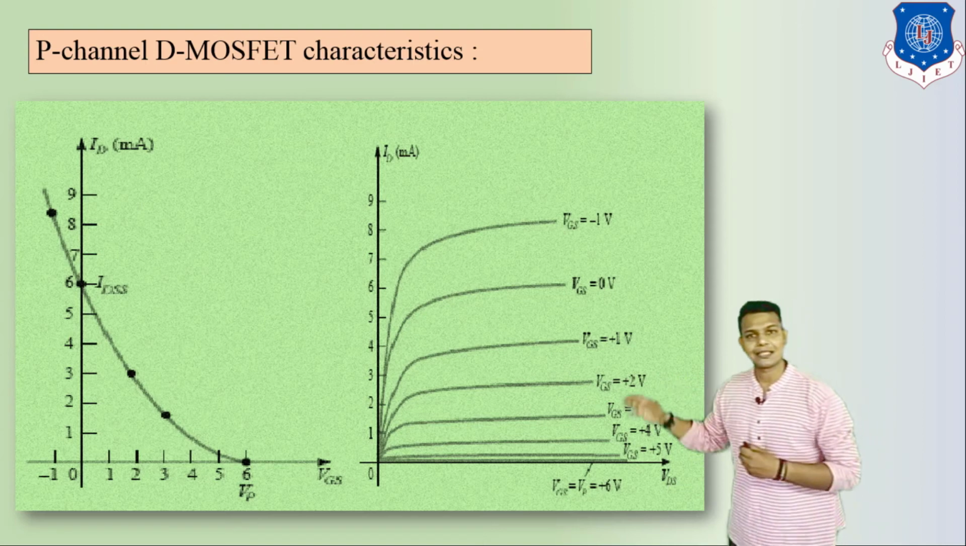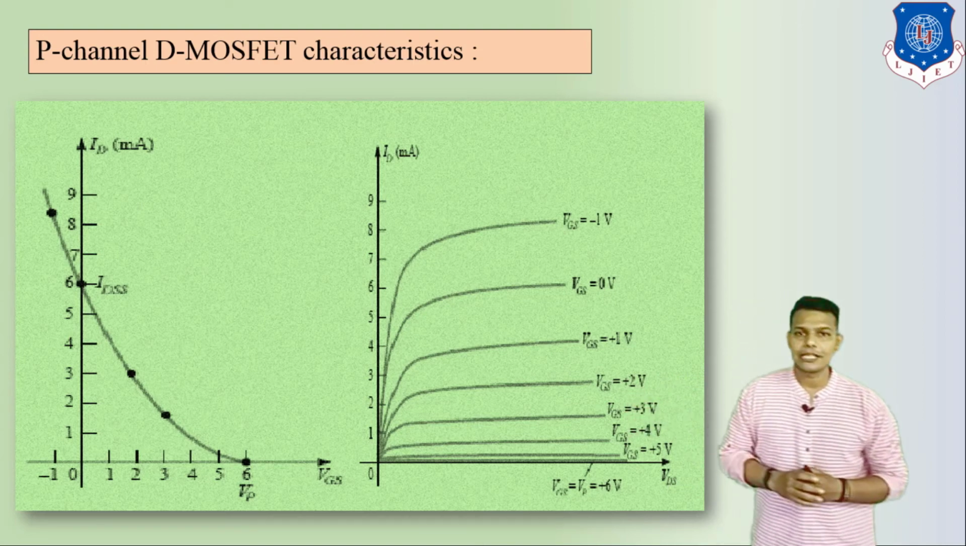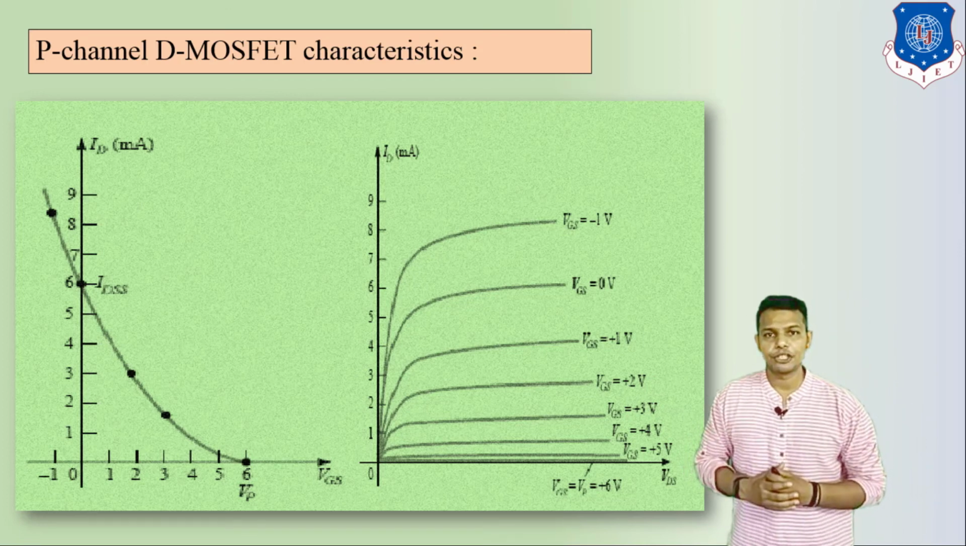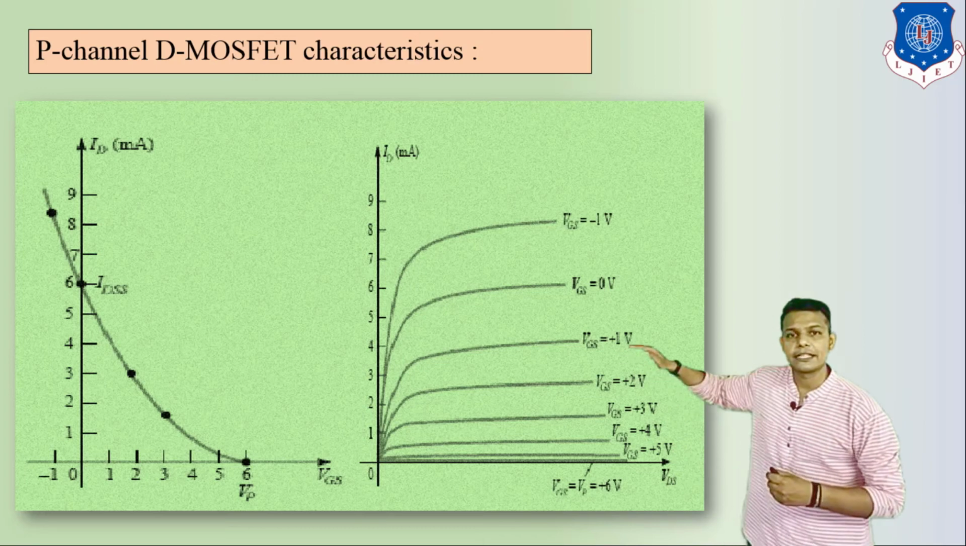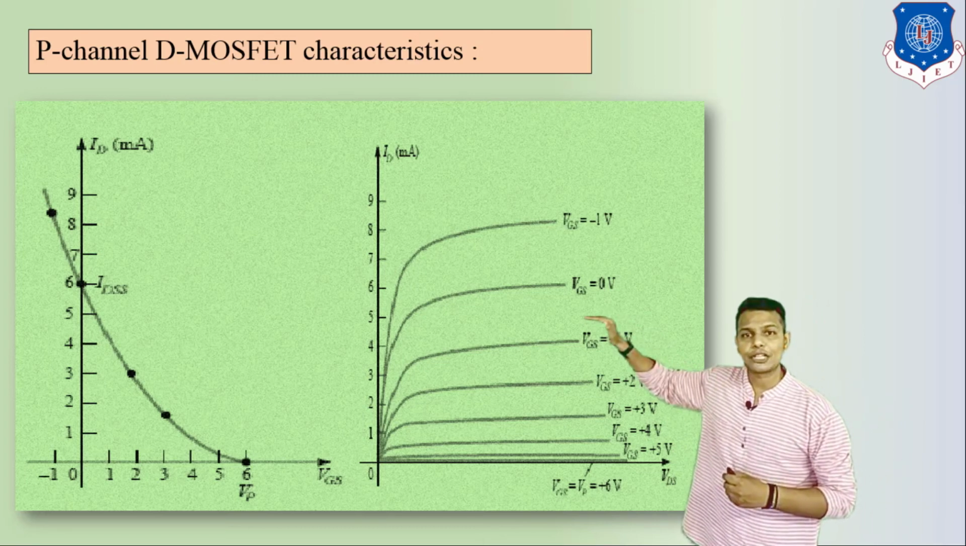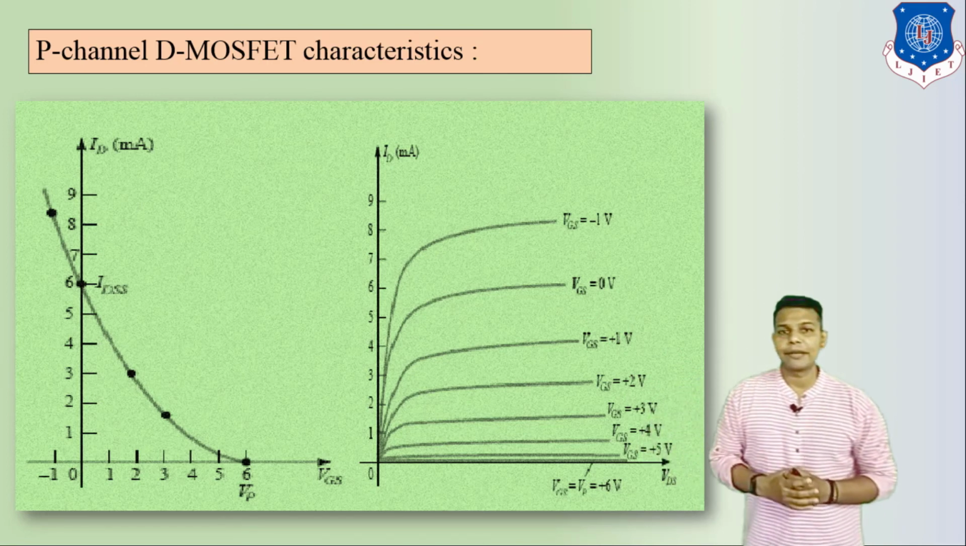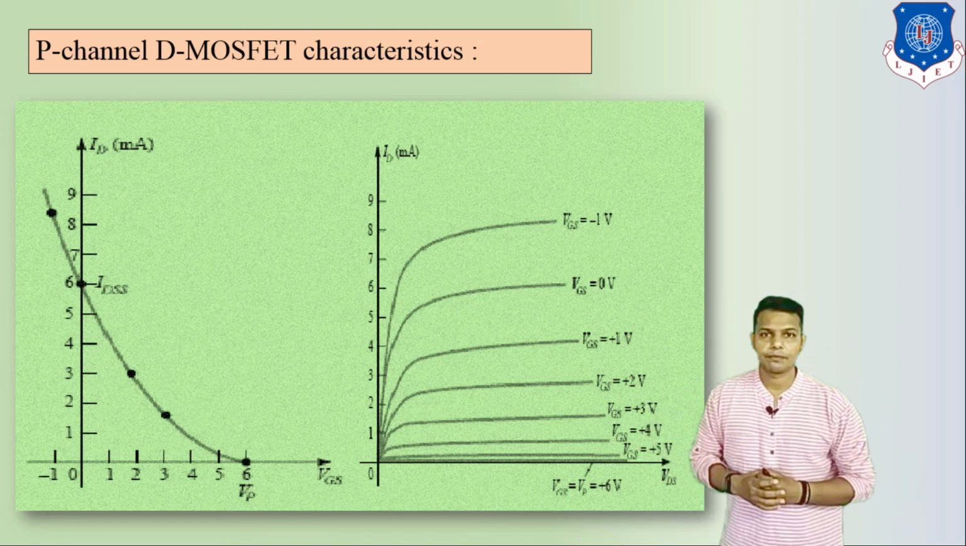Now let us discuss 3 different types of cases. First case, VGS is equal to 0. If VGS is equal to 0, that means shorted VGS. Here we can see the flow of electrons is more. That's why your drain current becomes IDSS.